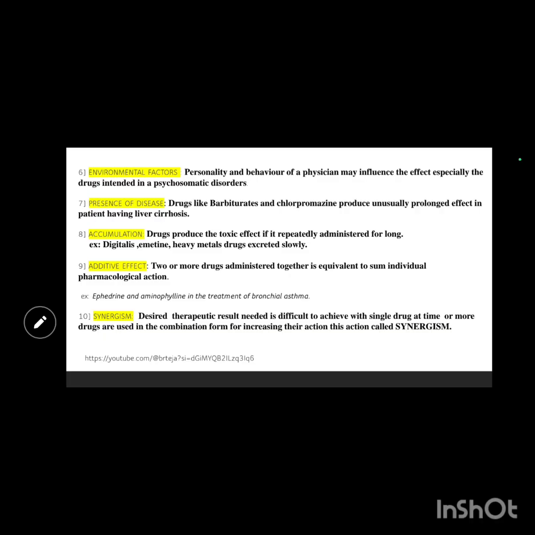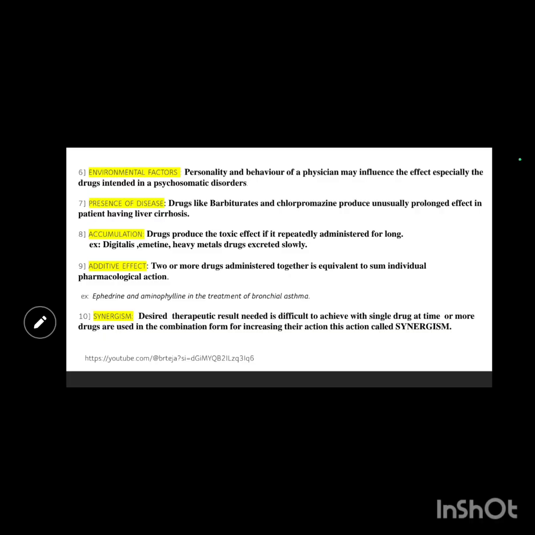Two different drugs can be equivalent but with different pharmacological actions at different stages. For example, ephedrine and aminophylline are used in the treatment of bronchial asthma. Next one, synergism.